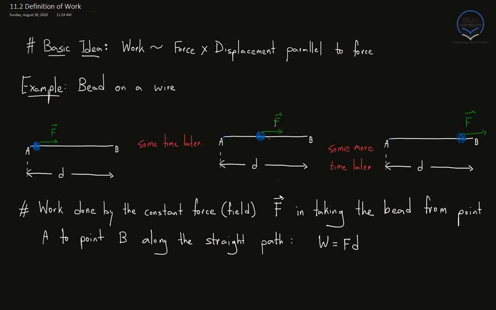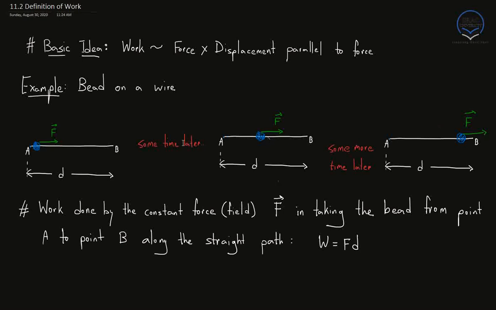It's the same force F, okay, the same magnitude and same direction. And then some more time later it's moved a little more towards B, and again for simplicity's sake you've got a force F acting on it in this direction. So what's the work done by the constant force field F? The word field is being used here because at each point on the particle's trajectory there's a force acting on it. So there's a force vector associated to each point. Never mind that for now.